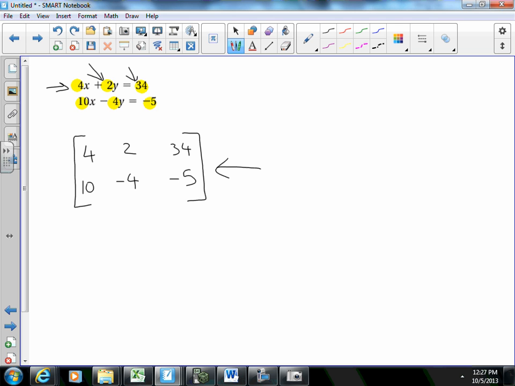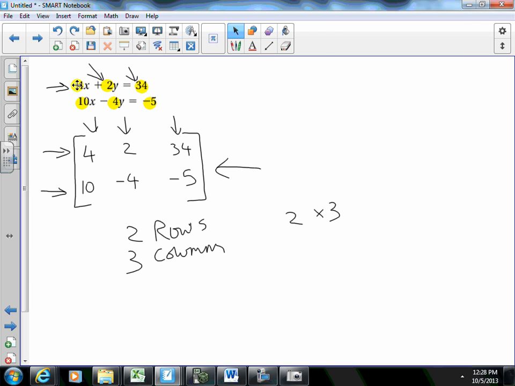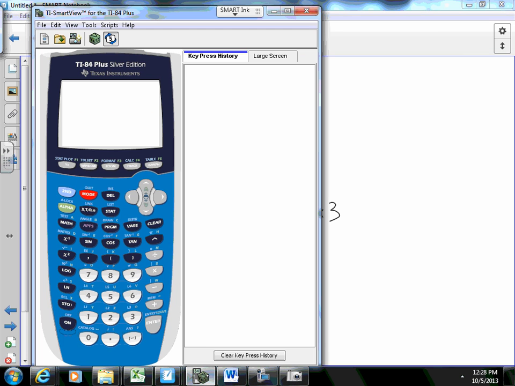And I'm going to use my calculator to help solve it. The first thing I really need to know about matrices is the way that they're labeled. Now, this is 2 rows high, so it's 2 rows. This is 2 rows by 1, 2, 3 columns. So this is going to be a 2 by 3 matrix. And you'll see why that's important in a second when I bring up my calculator.